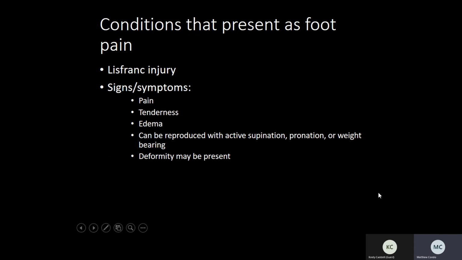Sometimes they do. But what they're going to have is, and I mean, look at the list of symptoms here. Can be reproduced with active supination, pronation, weight bearing. There's pain, there's tenderness, and edema. And you're going to throw your hands up, wow, what is this? And a lot of times it can be a Lisfranc injury. Both, like I said, most commonly associated with our athletic population, but I've seen plenty of non-athletic traumas as well.